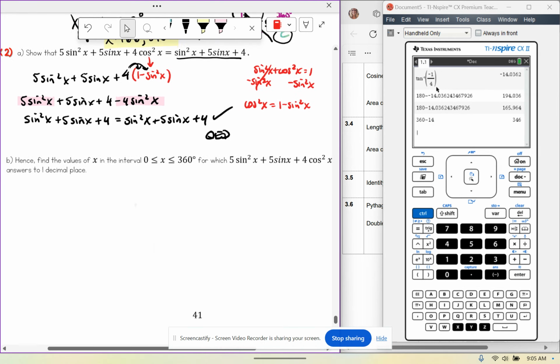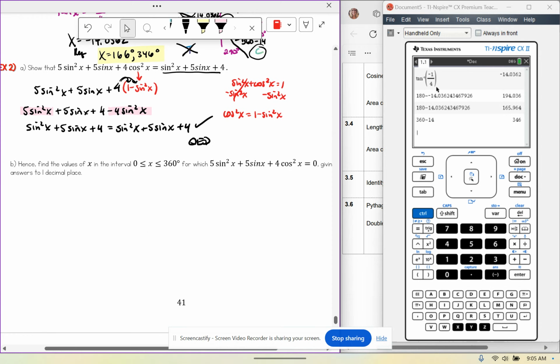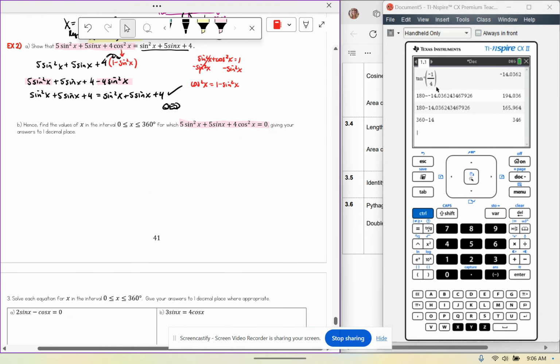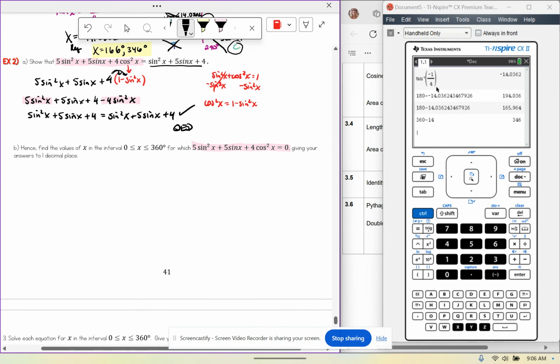Perfect. And then for B, it says, hence, find the values of x on the interval from 0 to 360. Okay, so we're in degrees again, where this original piece, 5 sine squared x plus 5 sine x plus 4 cosine squared x is equal to 0, is the equation that we're solving, and it says giving your answers to 1 decimal place. So I'm going to use this much more succinct rewrite that looks quadratic, so I already have an idea of how I'm going to solve this guy in place of this nasty equivalent expression over here, okay? So I'm going to set that equal to 0.